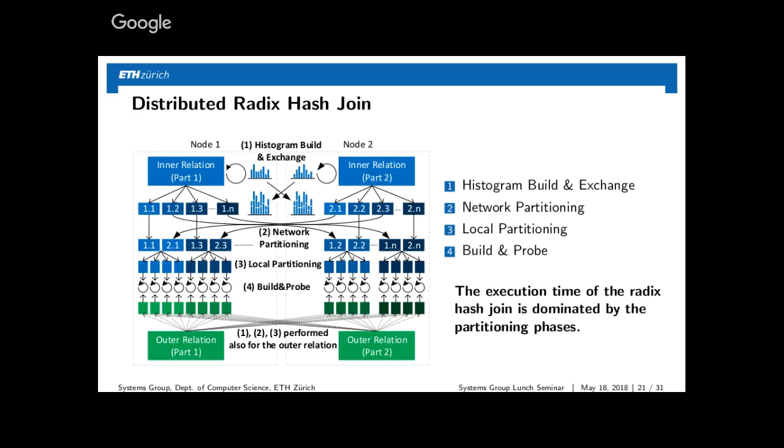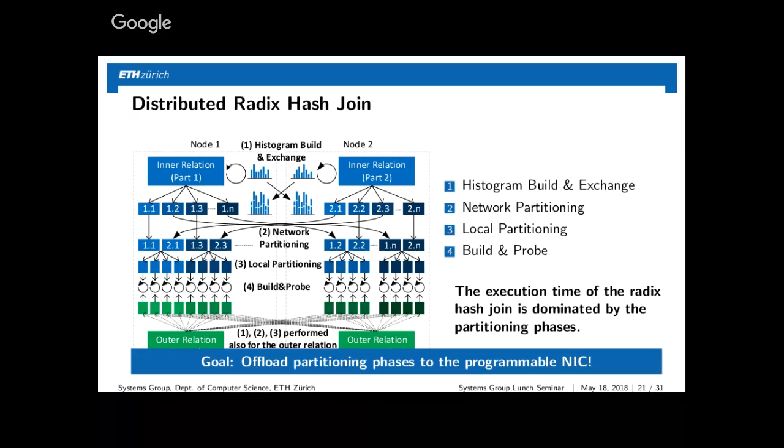And our goal with the programmable NIC is to offload this network partitioning phase and this local partitioning phase into the network card. And what we still do on the CPU is the build and probe, and of course the histogram to set up the NICs and so on.